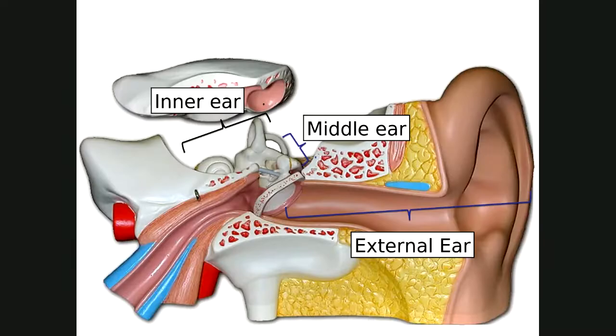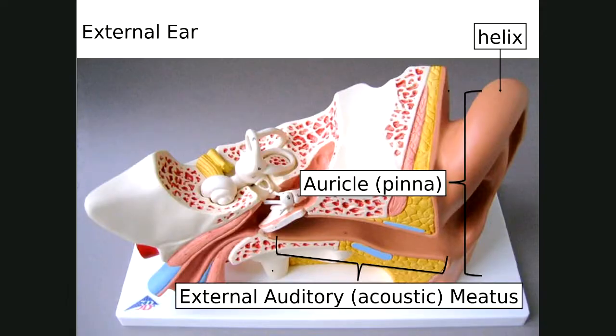But let's look at the model. So here's our outer ear, the external ear, right in here's the middle ear. There's that tube that connects to your nose. And then over here, these structures are where the nerve cells are. So let's look at the external ear first.